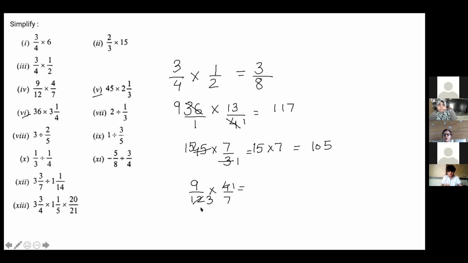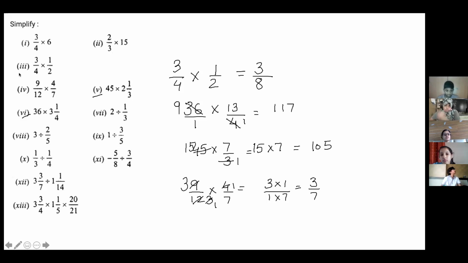Can you see top and bottom? 3 ones are 3 and 3 threes are 9. Now what is left in the question? 3 into 1 upon 1 into 7. So the answer is 3 upon 7. Okay, so question number 4 also done. Question number 3 we did.